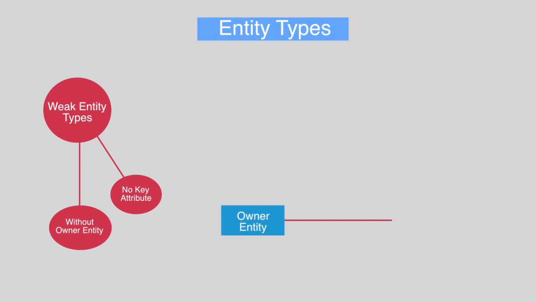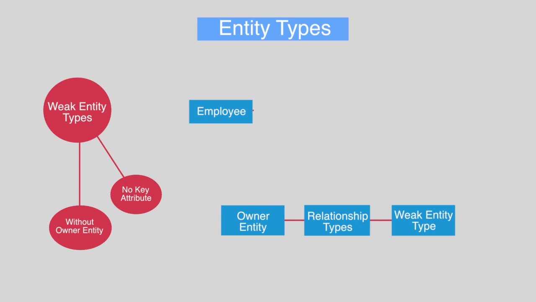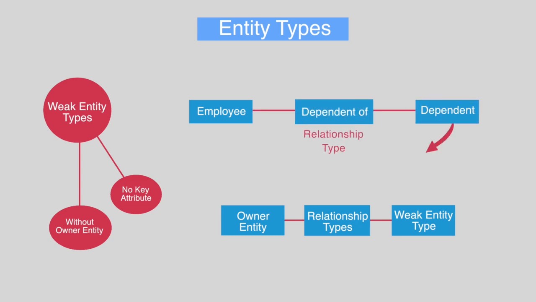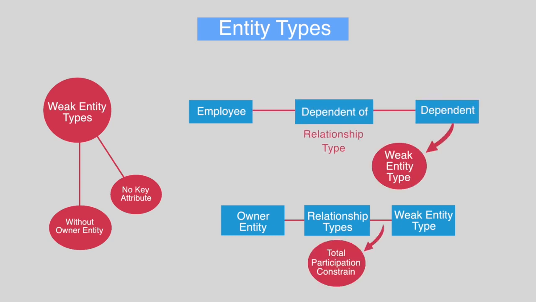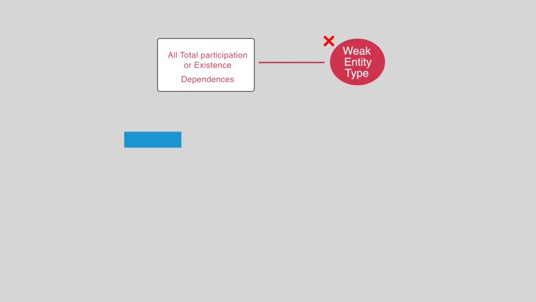An owner entity is an entity which is in relation with a weak entity. Employee is the owner entity in the dependence of relationship. A weak entity type always has a total participation constraint or existence dependency. However, not every existence dependency results in a weak entity type.